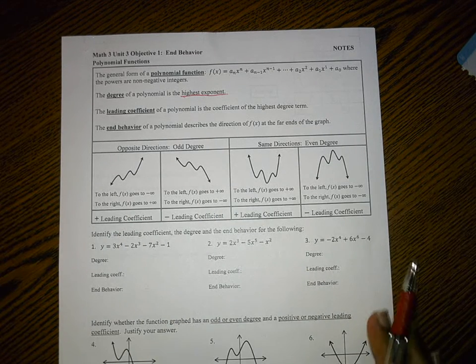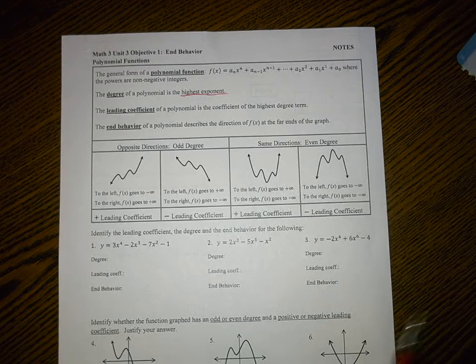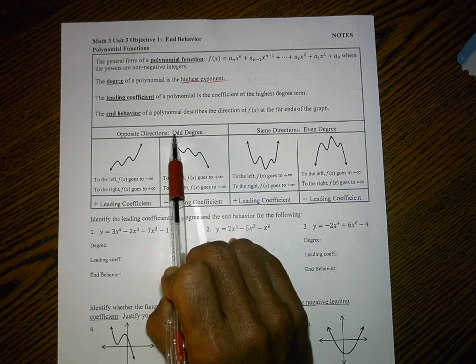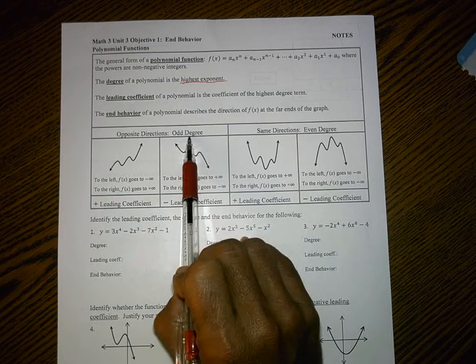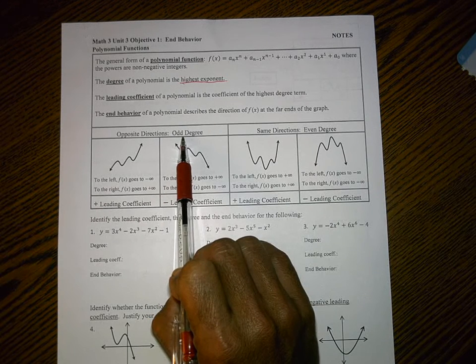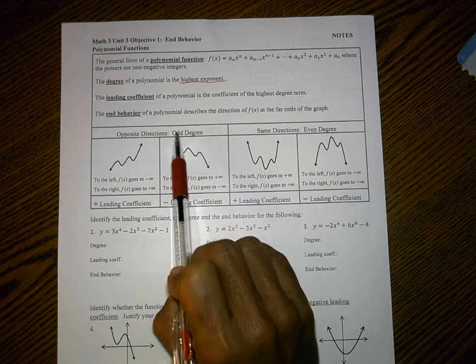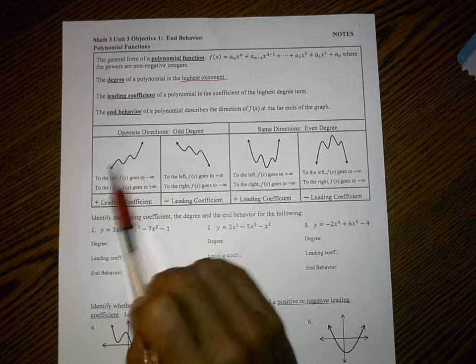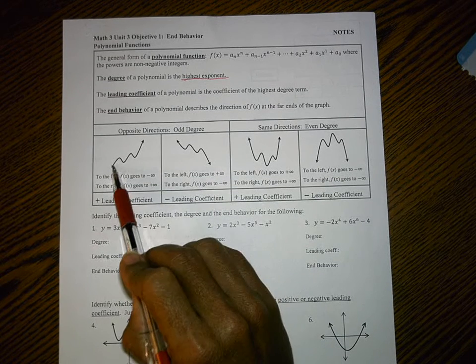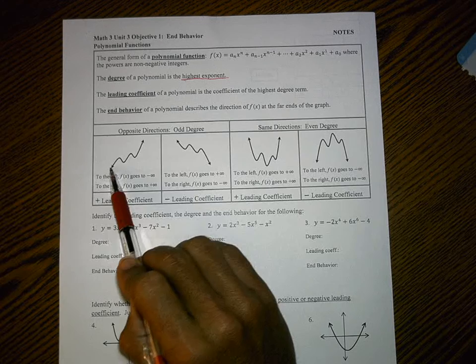So we're going to be seeing two types of graphs. We're going to see odd graphs, odd functions when they have an odd degree. So when they have an odd degree, like 3, 5, 1, 7, those are odd numbers. If the function has an odd degree, then they go in opposite directions. The left goes down, the left goes to negative infinity.